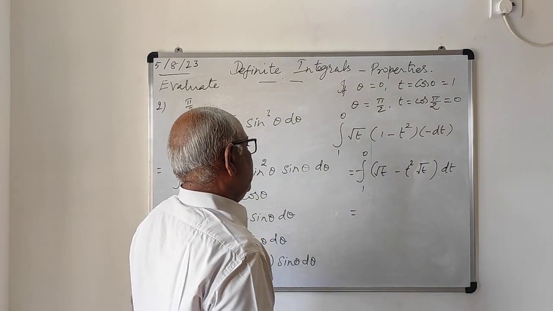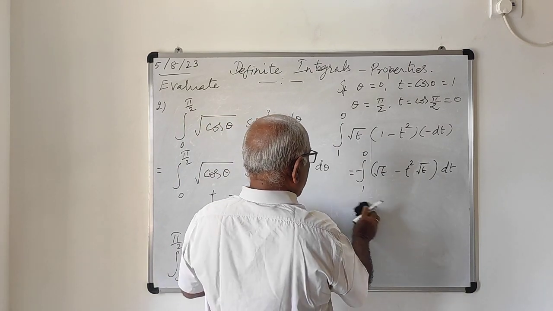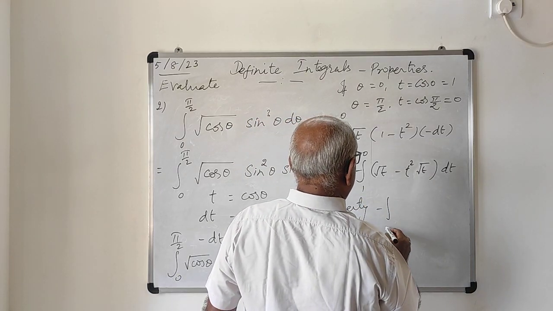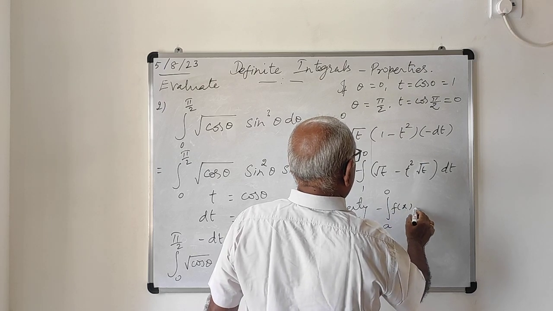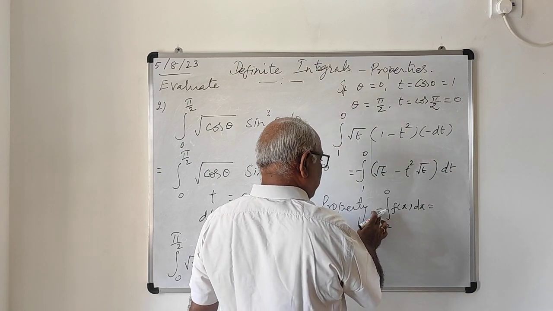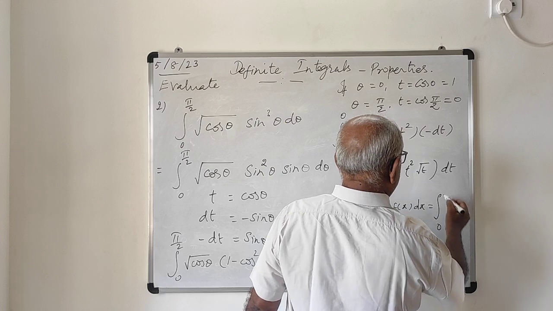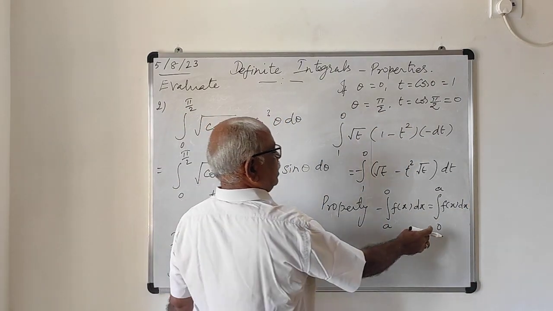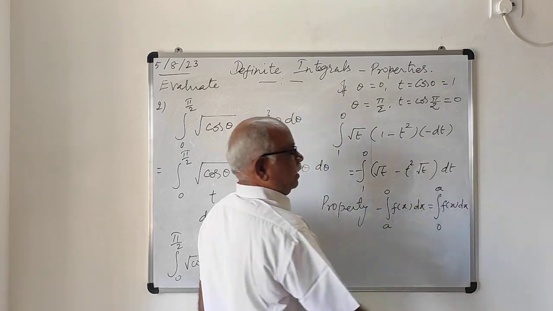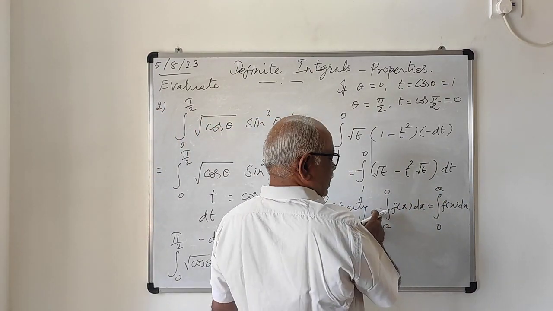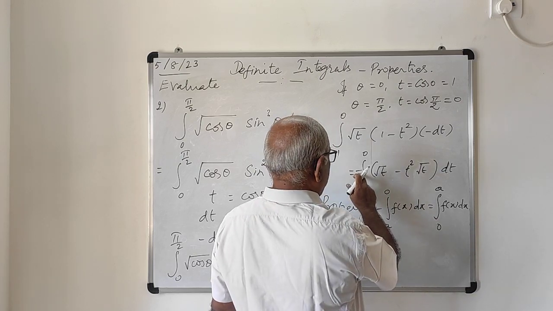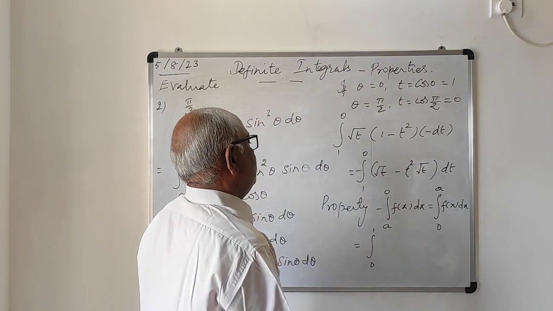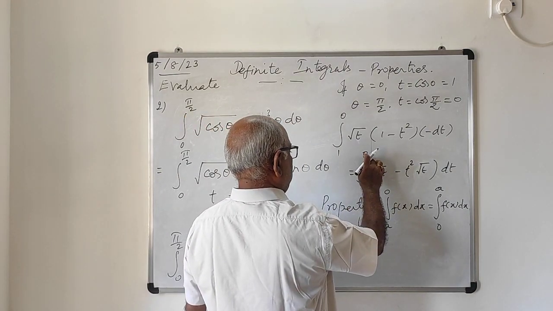Here, one property. One property of the integral is that minus integral a to 0 f of x dx is equal to, if you multiply by minus, the sign of the limits of the integral change, 0 to a. A to 0 becomes 0 to a f of x dx. This is one property: integral 0 to a f of x dx is minus integral a to 0 f of x dx. If you multiply the integral by minus, the limits are interchanged. Therefore, if you multiply by minus, in this integral, instead of 1 to 0, it becomes 0 to 1.